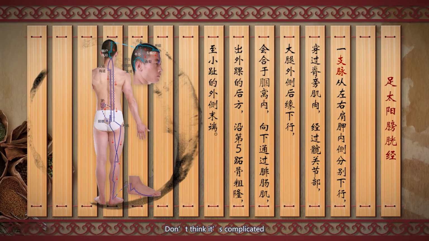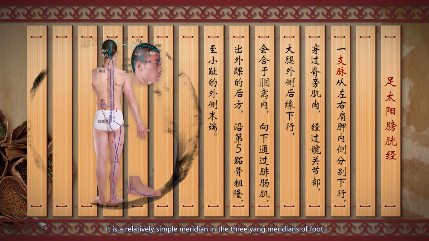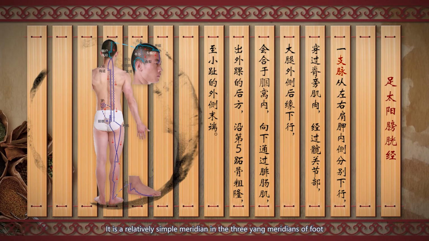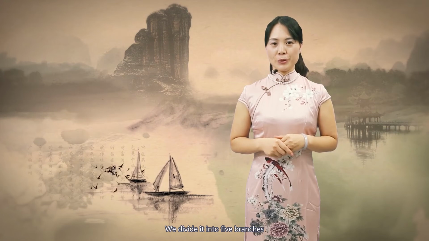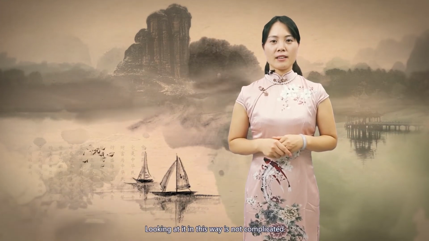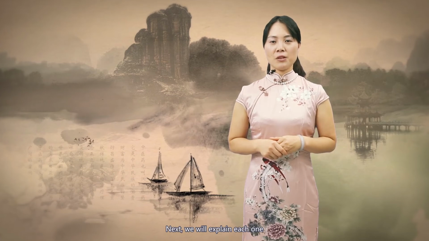Don't think it's complicated. It is a relatively simple meridian among the three yang meridians of the foot. We divide it into 5 branches. Looking at it in this way is not complete. Next, we will explain each one.